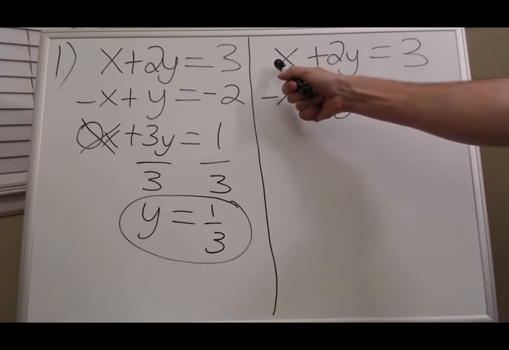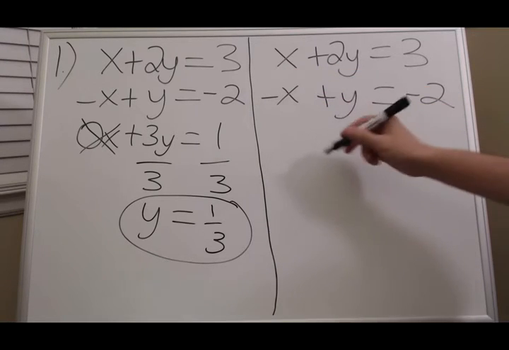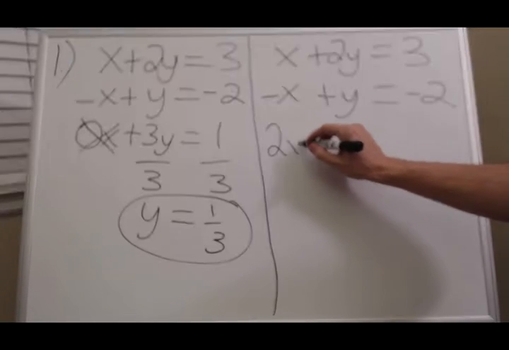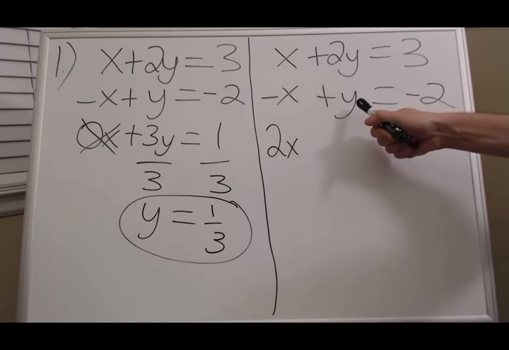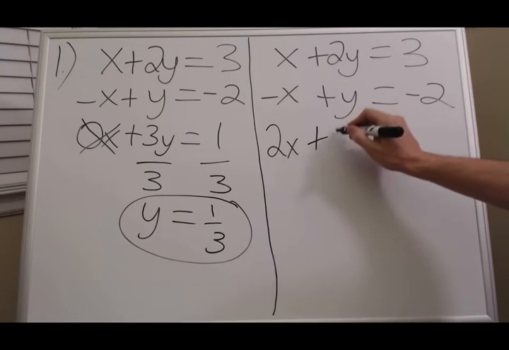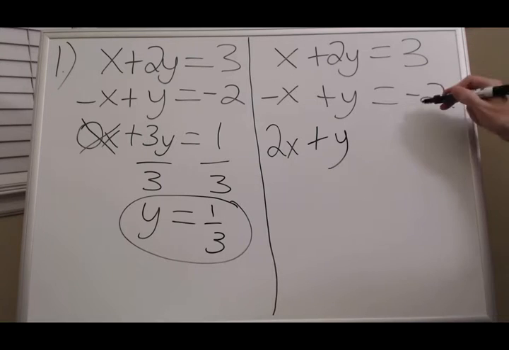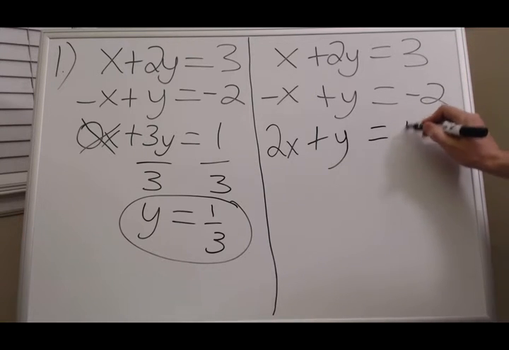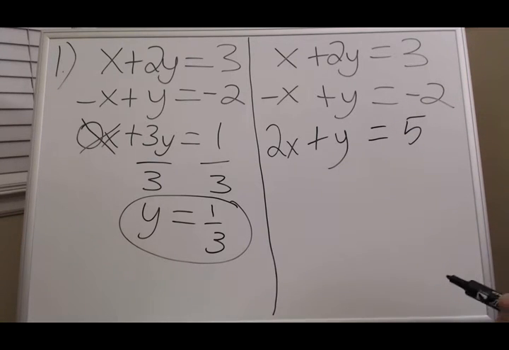We have 1x minus a negative x, which gives us 2x, 2y minus 1y, which leaves us with 1y, and 3 minus a negative 2, which brings us to 5. The problem here is that we still have two variables, so it's impossible to solve. We could plug in a couple different numbers to figure out x and y. X could be 2 and y could be 1. X could be 1 and y could be 3. There's no definitive solution until we eliminate one of those variables.